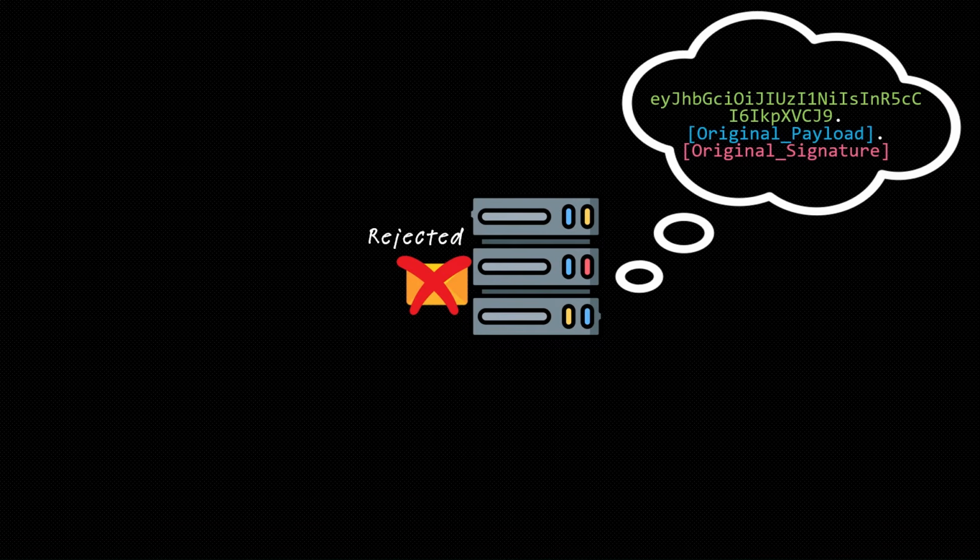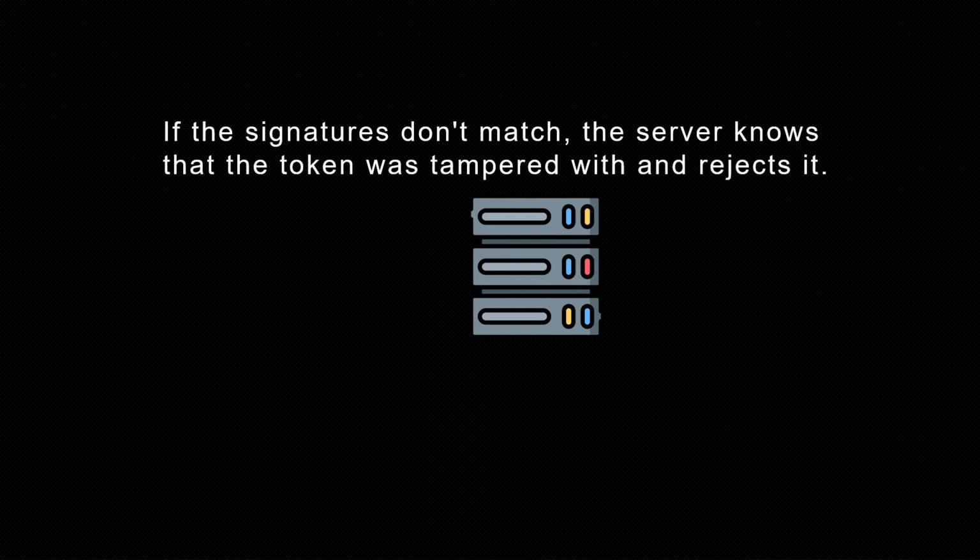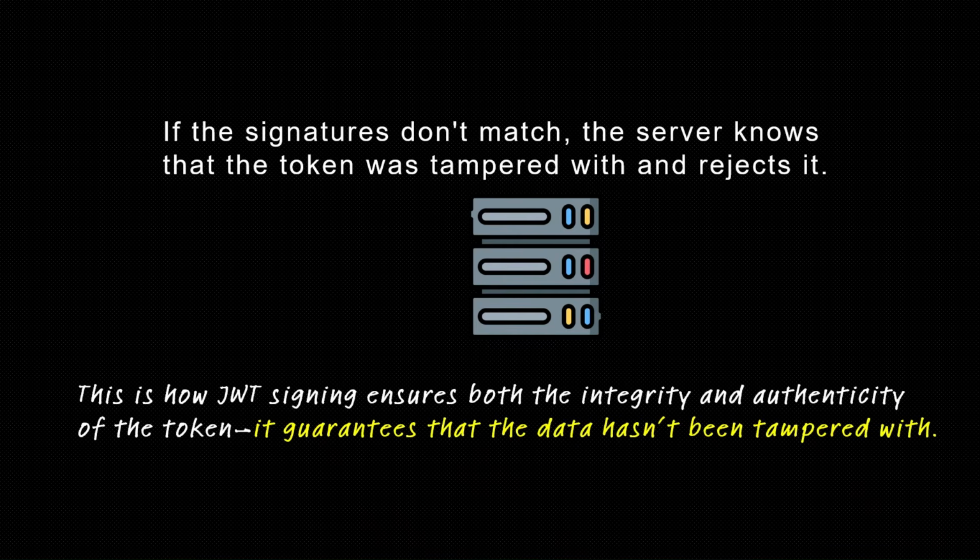Now, when this modified token is sent to the server, the server will verify the signature using its secret key. Because the payload was altered, the new signature won't match the original one that was stored on the server. This is how JWT signing ensures both integrity and authenticity. It guarantees that the data hasn't been modified and that the token truly comes from a trusted source.